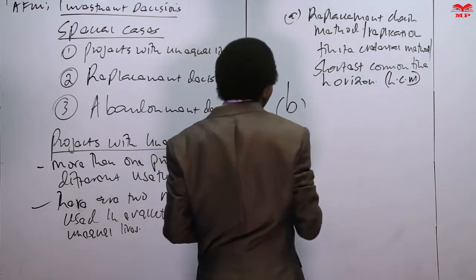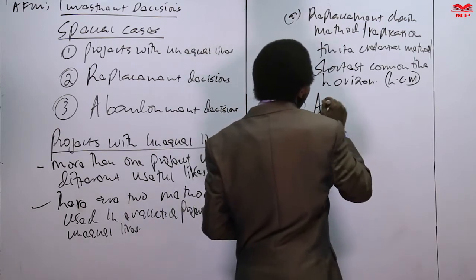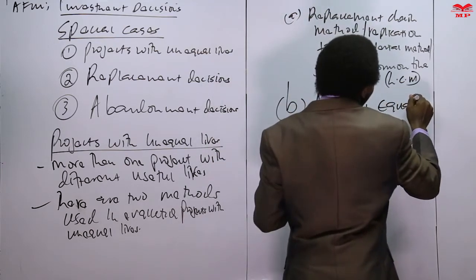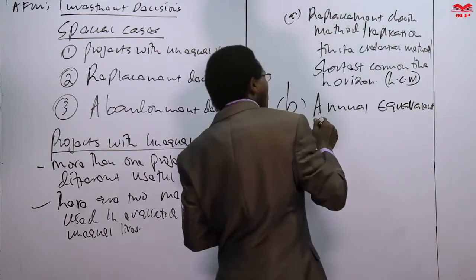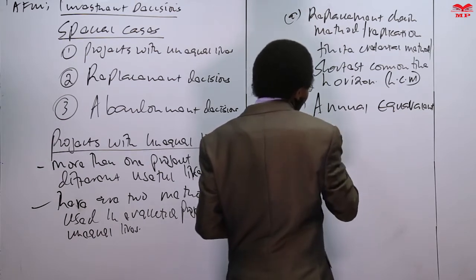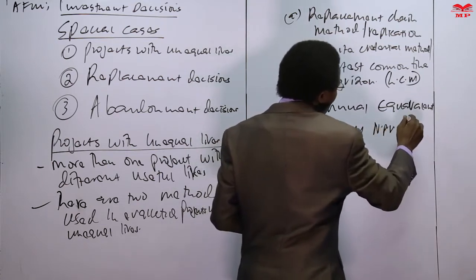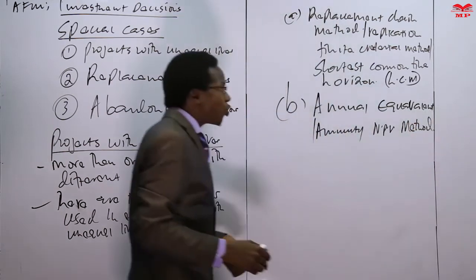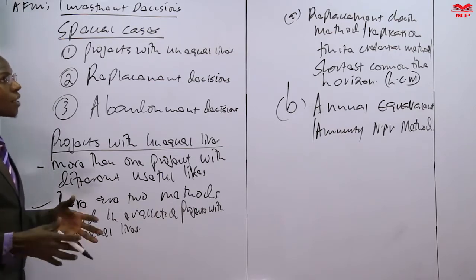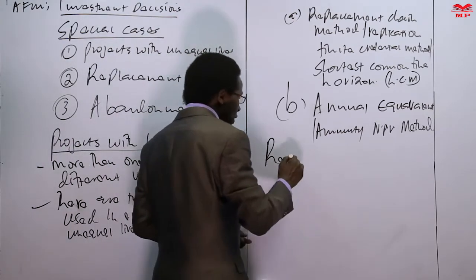Then B, we have the use of equivalent. We call it the annual equivalent evaluation method, or rather annuity NPV method. So that's annual equivalent or annuity NPV method. Those are the 2 methods. Now when you come to the replacement chain method, let me start with this replacement.